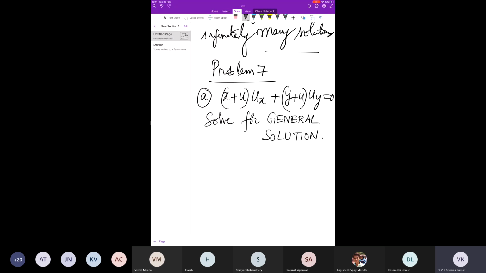When an initial condition is given, we will use the method of characteristics to get the integral surface. Now we are asked to find a general solution by the method of Lagrange. So if you see problem 7, how to go about it?